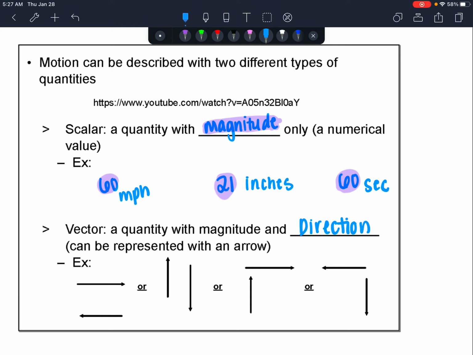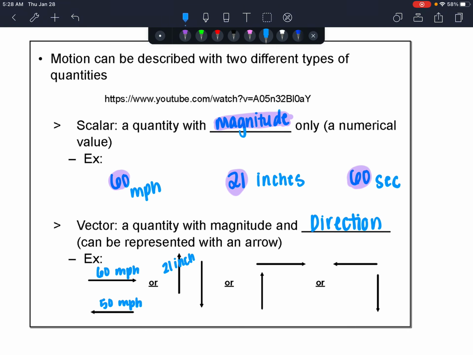Since they have magnitude and direction, they can be represented with arrows. So for example, I could say that I was driving 60 miles per hour west or 50 miles per hour east. Oh wait, I said that backwards. East was the first one, west was the left one. I'm very tired. Anyway, I could say that this book is 21 inches tall. I could say that this stair step is 21 inches down.